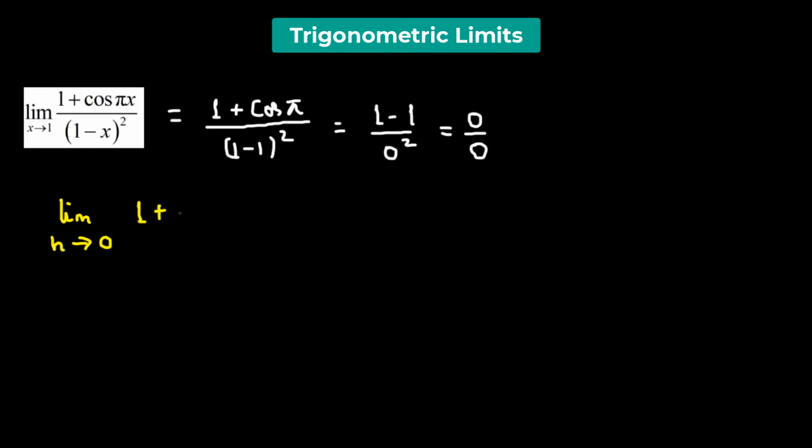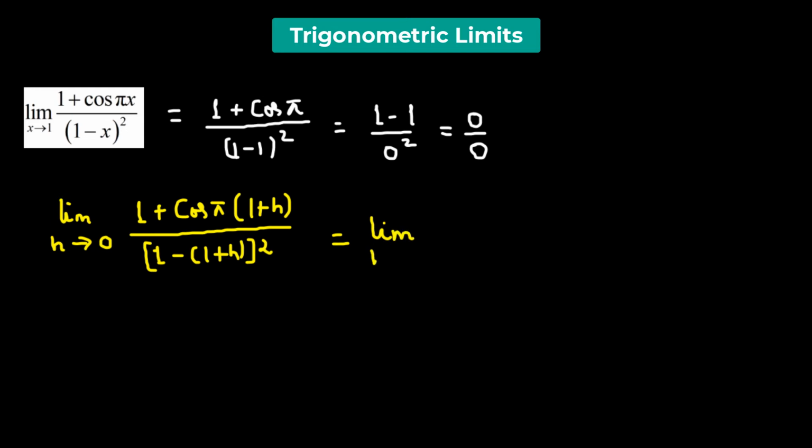So that would mean we will need to change the value of x. So x gets replaced by 1 plus h. So (1 plus cosine of pi times (1 plus h)) divided by (1 minus (1 plus h)) whole squared. So this will be equal to limit h approaching 0, 1 plus cosine of (pi plus pi times h) divided by, so 1 and 1 get cancelled, so we are left with (-h) whole squared.